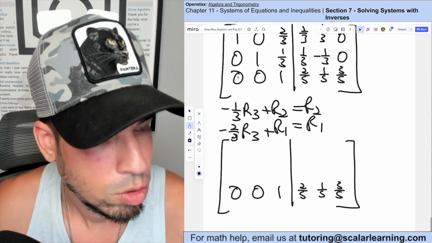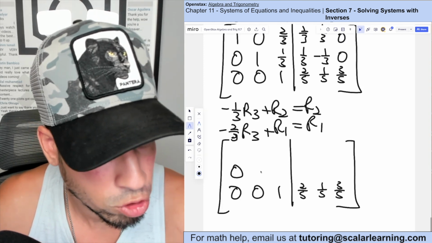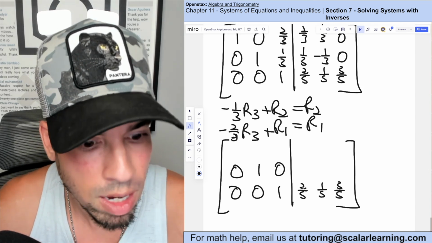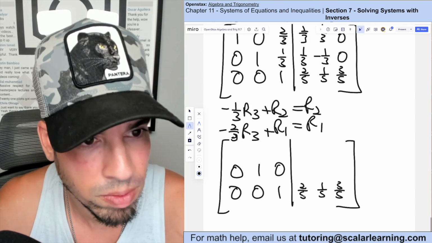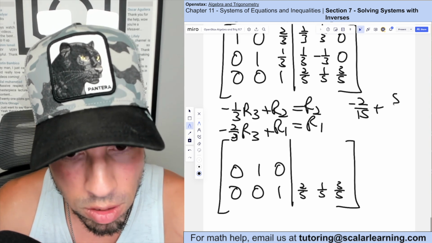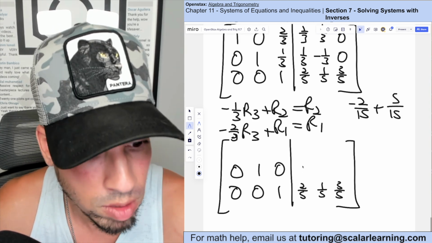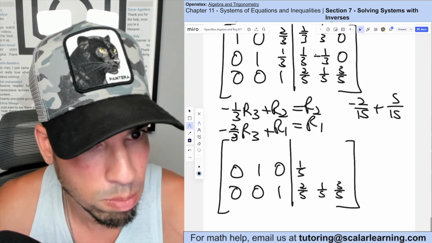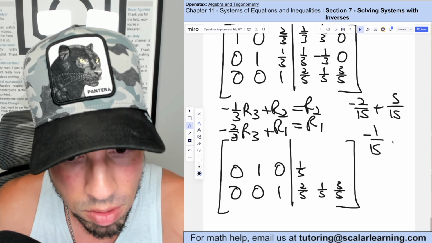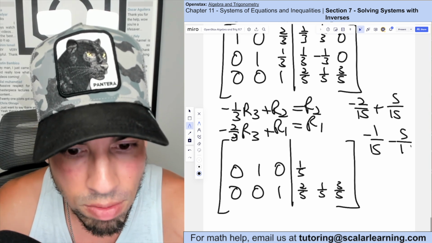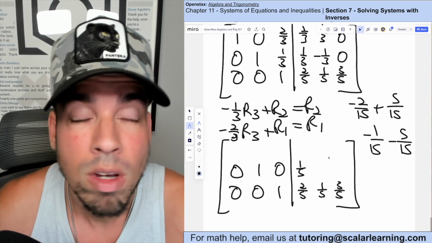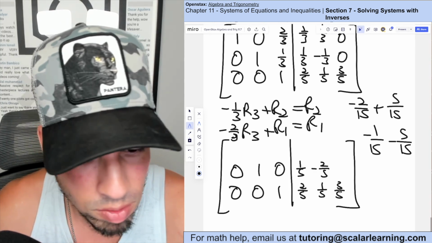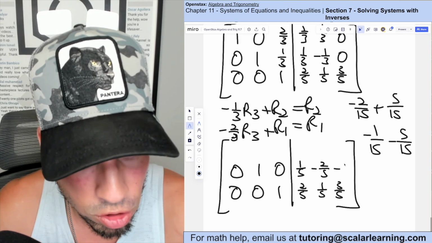Let's write this out. So we got 0 plus 0 is 0. 0 plus 1 is 1. Negative 1/3 plus 1/3 is 0. Then we got negative 2/15 plus 1/3, which is 5/15, is 3/15 or 1/5. Then we got negative 1/15 here plus negative 1/3, that would be minus 5/15. That's negative 6/15, which is negative 2/5. And then we got negative 1/3 times 3/5 is negative 1/5 plus 0 is just negative 1/5.